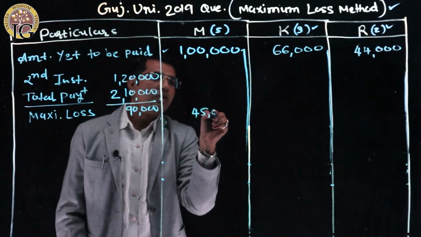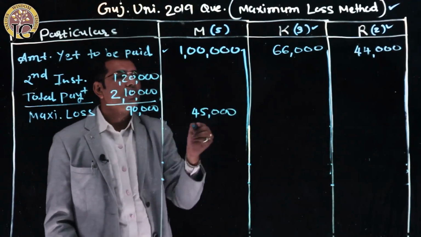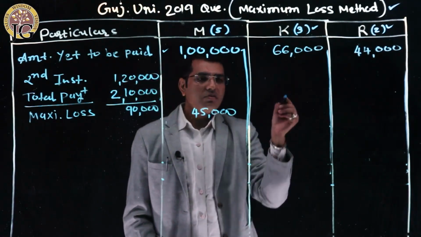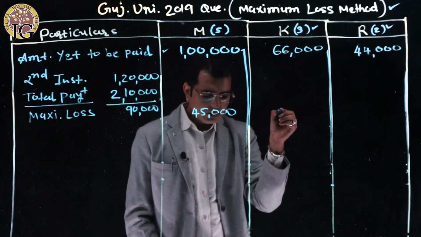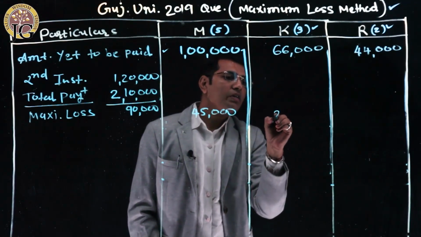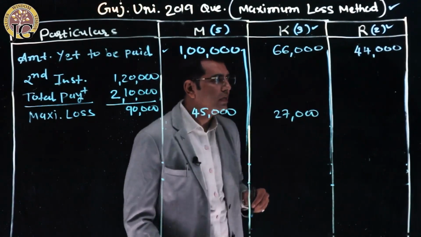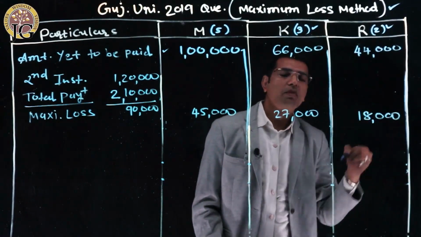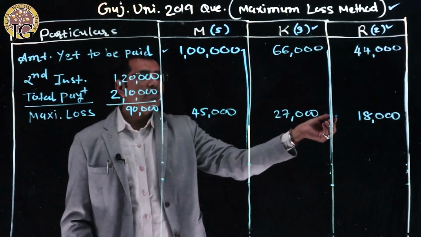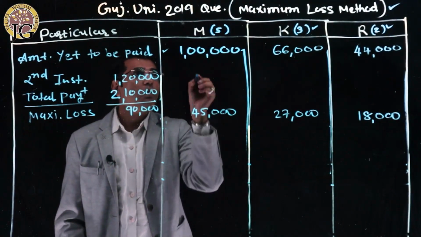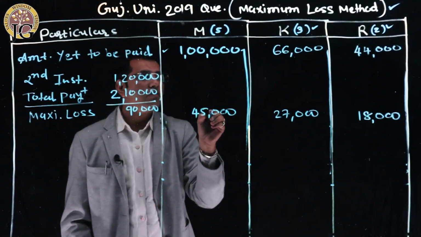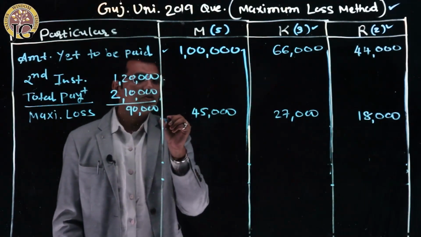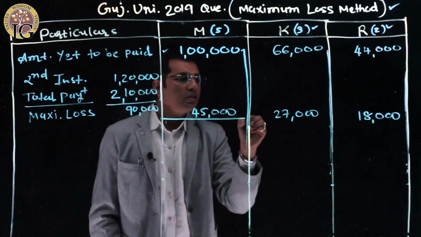We will get 45,000 by distributing 5 portions to M out of 90,000. According to the 3 portions, K will get 27,000 rupees and R will get 18,000 rupees. Right? This is not cash. This is maximum loss. So M has to bear 45,000 rupees maximum loss. K has to bear 27,000 and R has to bear 18,000 rupees loss.